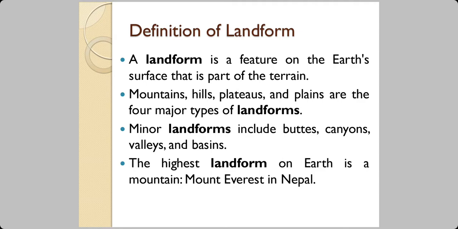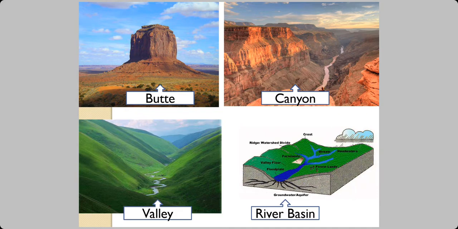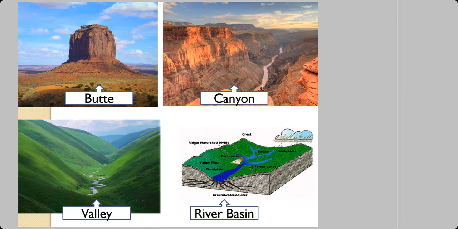Now, there are some minor landforms. They are like buttes, canyons, valleys, and basins, and there are some larger major landforms. We have such landforms on earth such as the mountains, and Mount Everest and Mount Kanchenjunga are examples of that. Here are four of the minor ones: buttes, canyons, valleys, and river basins.